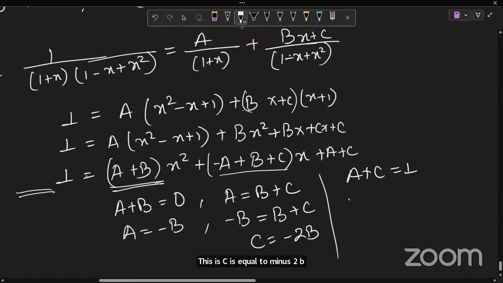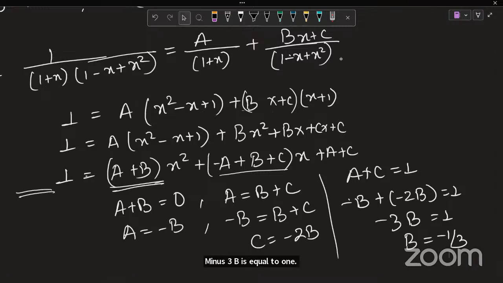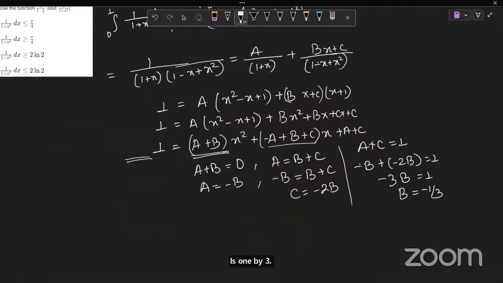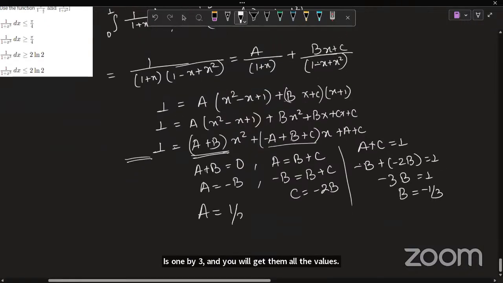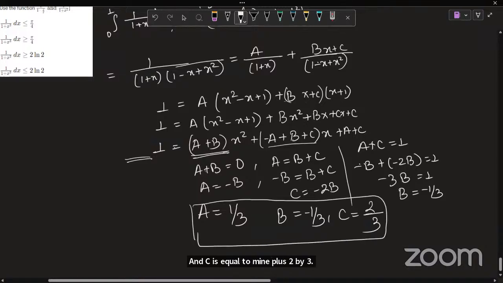It will become minus b minus 2b is equal to 1. Minus 3b is equal to 1. b is equal to minus 1 by 3, so a is equal to 1 by 3, and you will get all the values. A is equal to 1 by 3, b is equal to minus 1 by 3, and c is equal to plus 2 by 3. These are the values you will get.